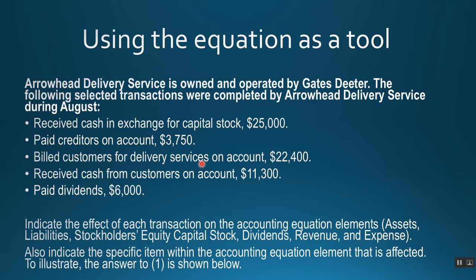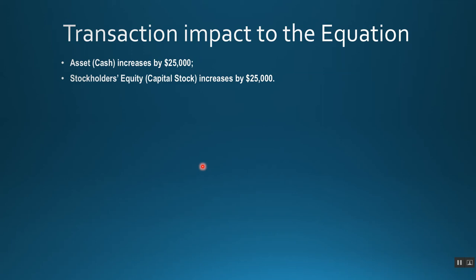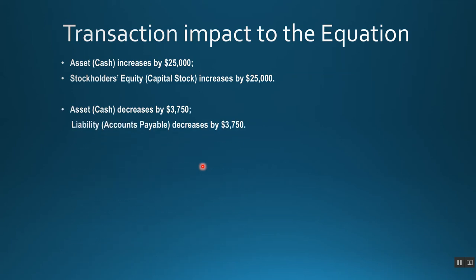Okay, let's take a look at the next one. Billed customers for delivery services on account. Now, it says billed. Did we get paid? No. We billed them. They didn't pay us in cash. We provided delivery services on account. So, in other words, we billed them. They didn't pay us. That's why it's on account. So we're waiting to receive. That's accounts receivable. But we did provide a service for them. We did work, didn't we? Yeah, we delivered the services. We did work. We earned. So that's revenue.